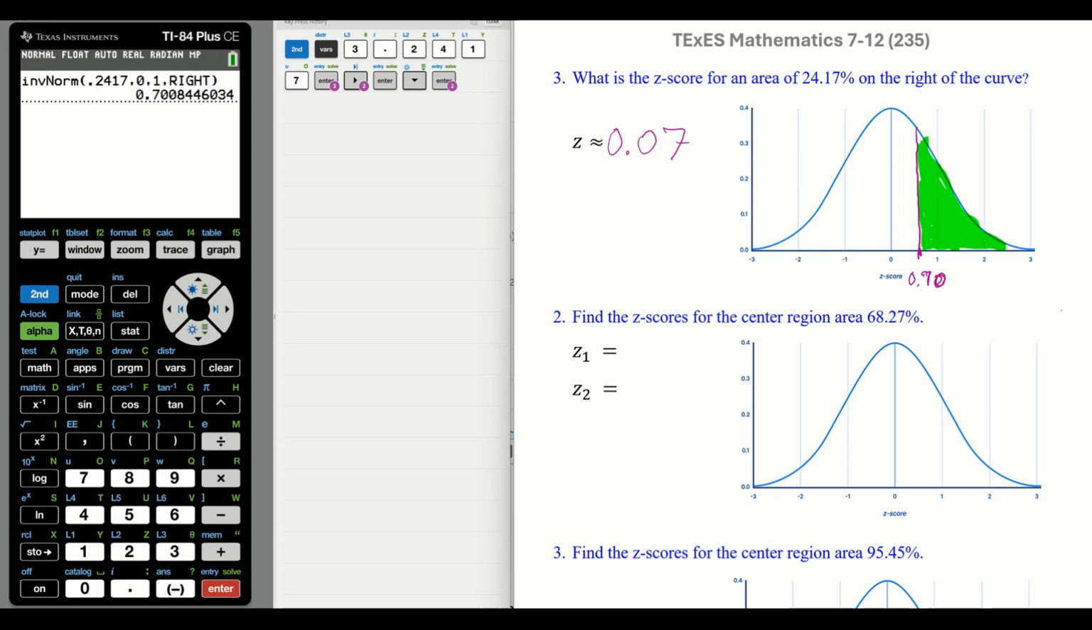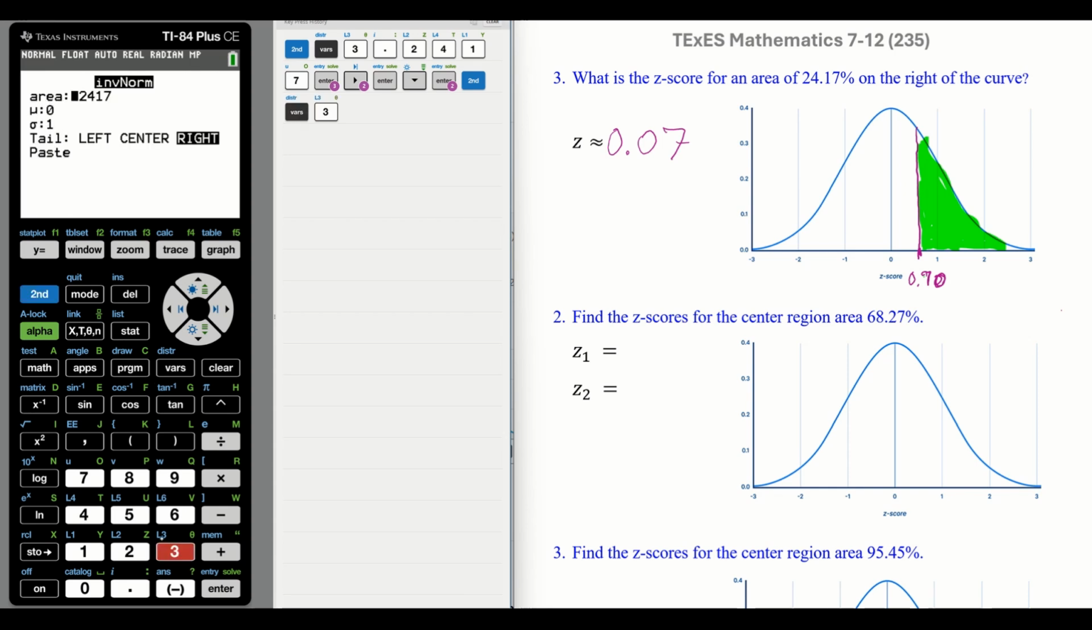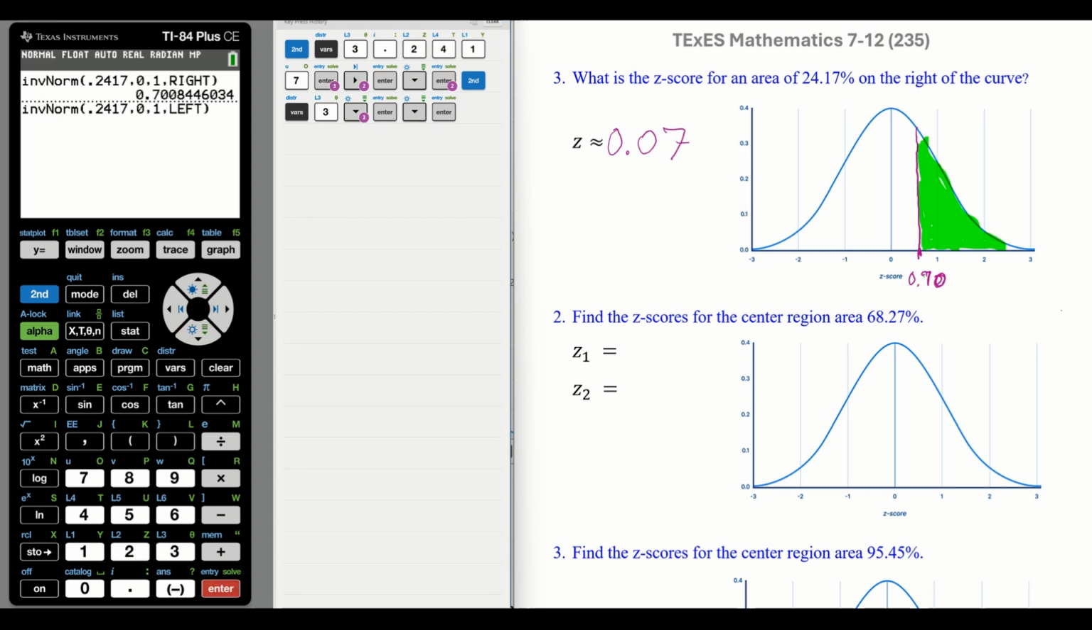Let's do it the other way around. Let's go back and say second vars 3. Everything exactly the same, except this time we're saying left side. Let's see what happens. Let's go down and enter. Enter again. Notice it says negative.